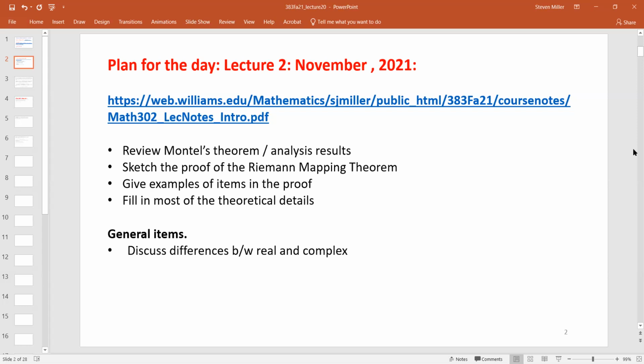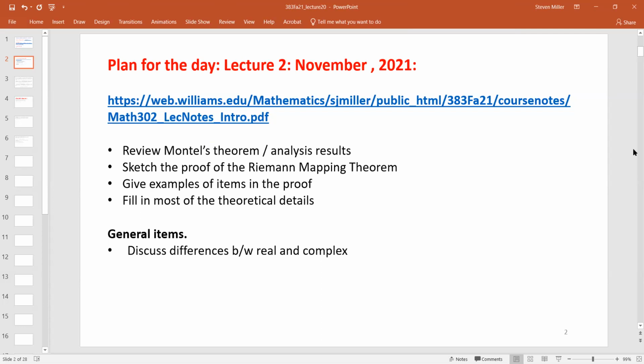So I'll quickly review Montel's theorem and some of the analysis results, and I'll sketch the proof of the Riemann mapping theorem. I want to give a lot of examples of items in the proof, trying to emphasize the general item we always discuss. What is the difference between real and complex? Why are they so different? What are the inputs that give us such wildly different results in complex analysis from real analysis?